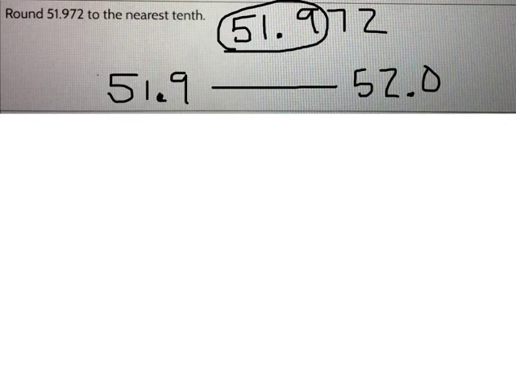Which digit tells us which way to round? The 7. So which number is 51 and 972 thousandths closer to? It's closest to 52 and 0 tenths. The 7 is greater than 5.